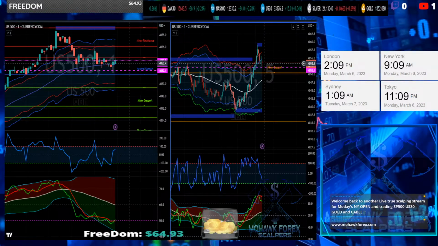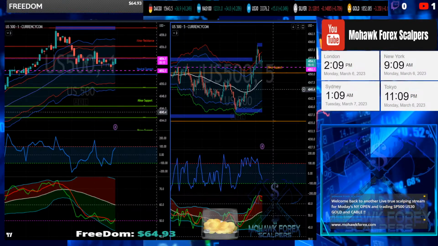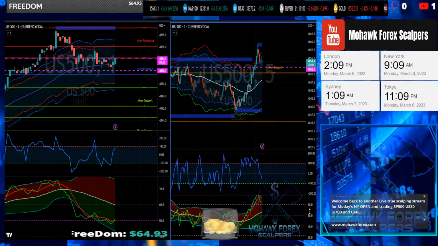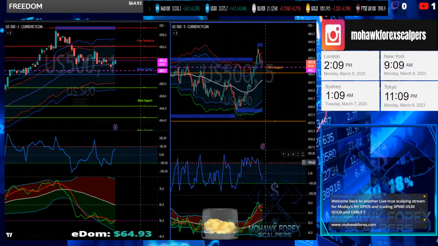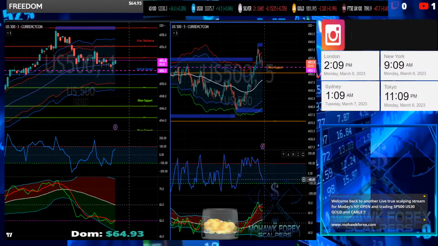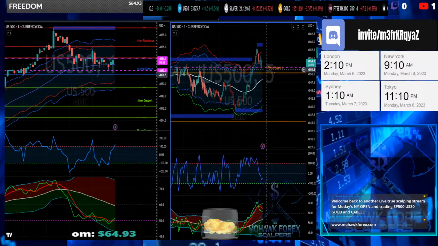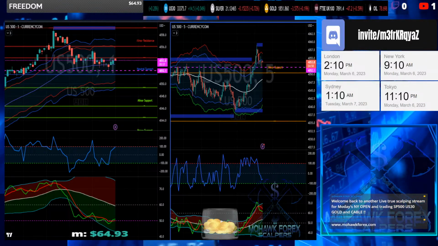As you can see, we'll see if it breaks this on the open and goes down. We're quite high up on the TDI, which is what I like to see. A nice cross. Still got room on the CCI channel as well, so this could come down, but we're not going to enter any trades until we get closer to the open.